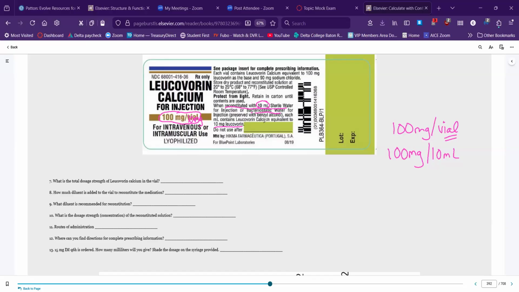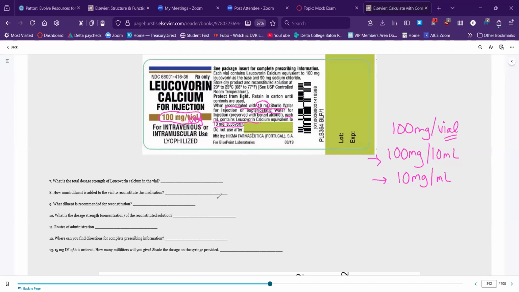And sometimes down here, see right here, it says each mL of the leucovorin is going to have 10 milligrams of leucovorin. So you can do the whole vial, 100 milligrams per 10 mLs, or you can do 10 milligrams per mL. You could use either one of these to work out the problem. They would both give you the same answer. Does that make sense?